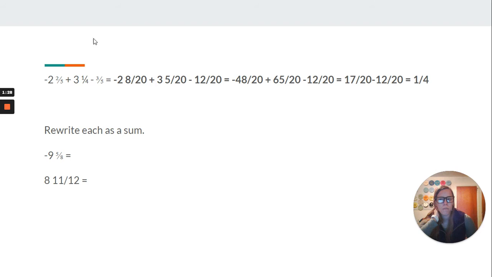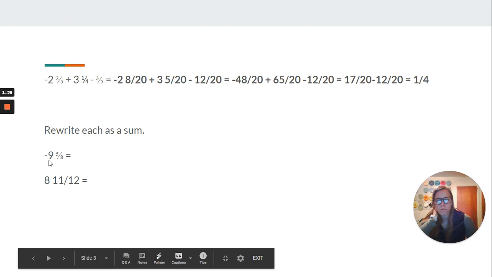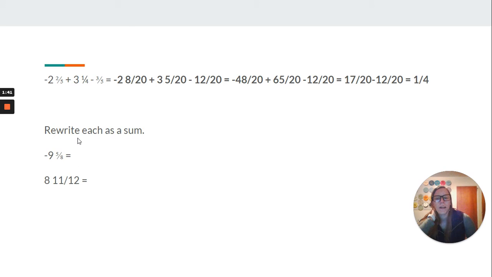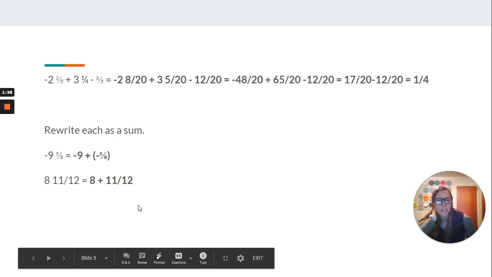Okay? The big step is going to be making sure you can subtract by finding a common denominator. The next part is rewriting each as a sum. So we have a combination here, negative 9 5/8. So it's asking us to write it as negative 9 plus negative 5/8. Okay, remember a sum means that there has to be that addition symbol, plus sign. The next one we'd write as 8 plus 11/12. So it's exactly the same thing, but we're breaking it into a sum.